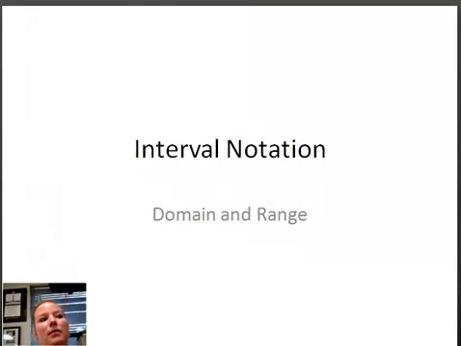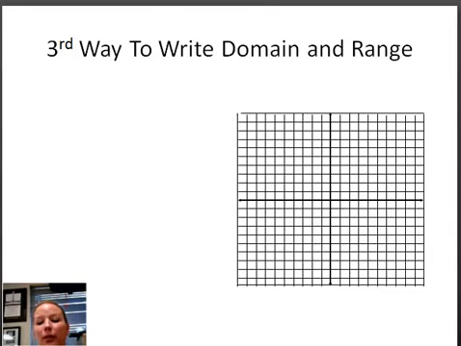Okay? So interval means that we're describing the interval the graph lies on. Remember back to the other video, I said that we have a closed dot, it means it's a bracket. If it's an open circle, it's a parentheses. Well, we use those two things when we're talking about domain and range.